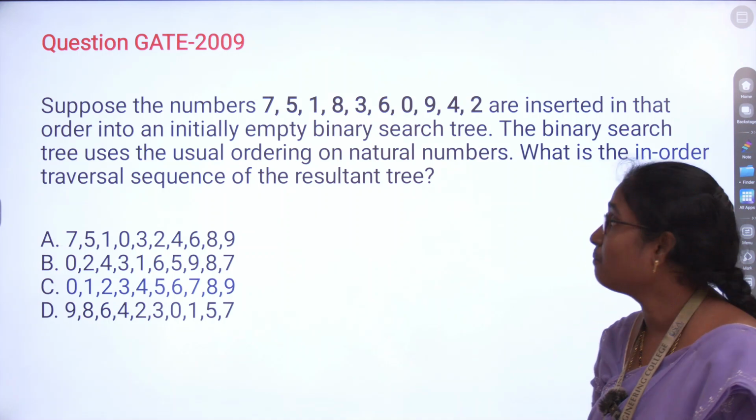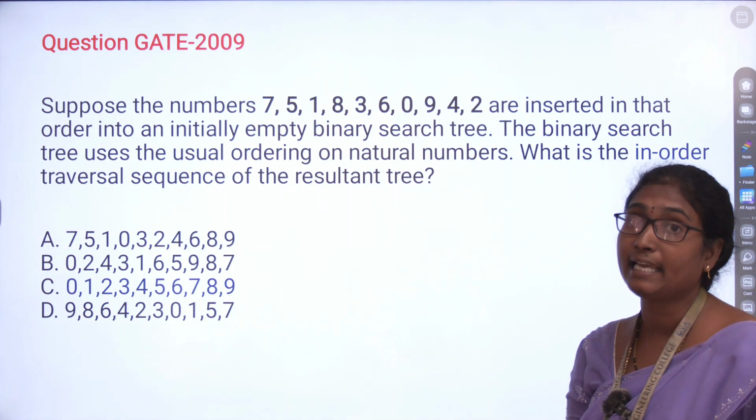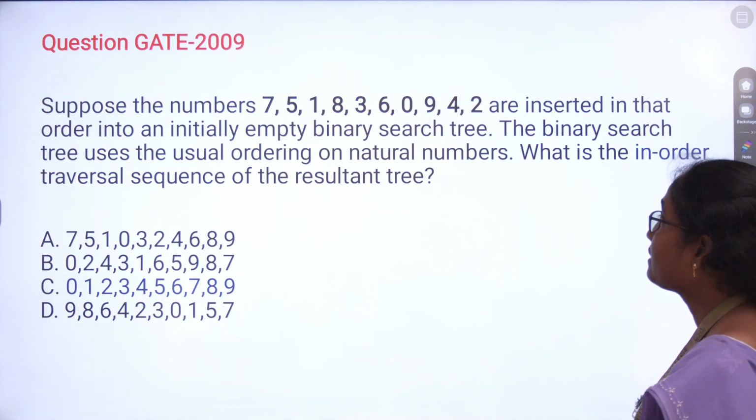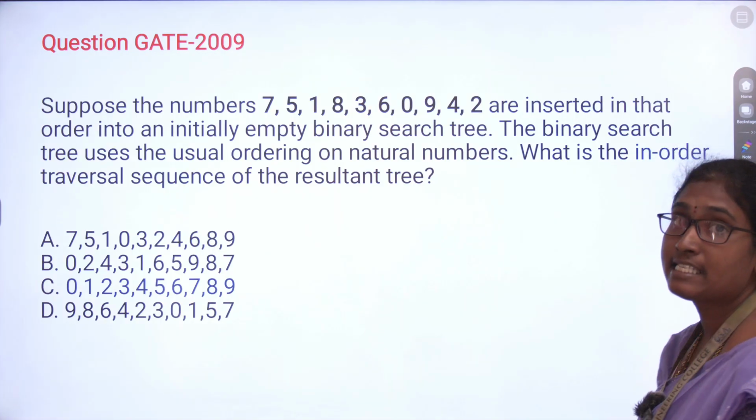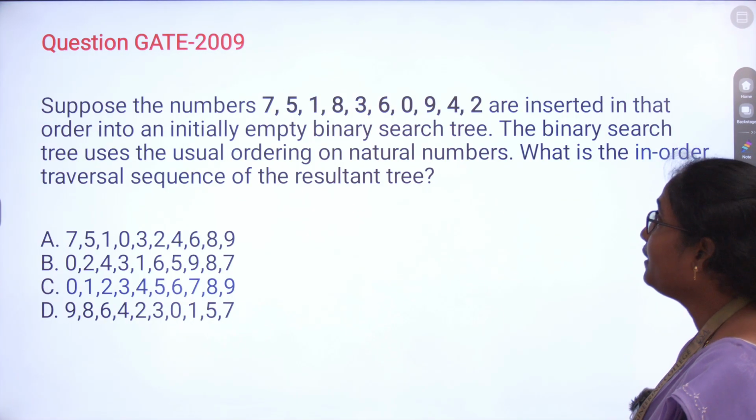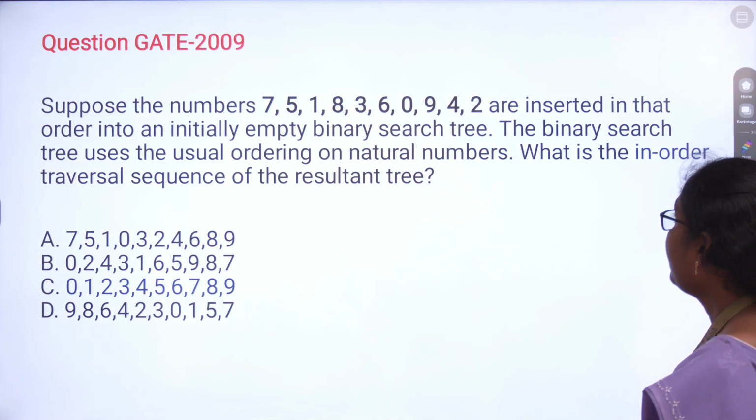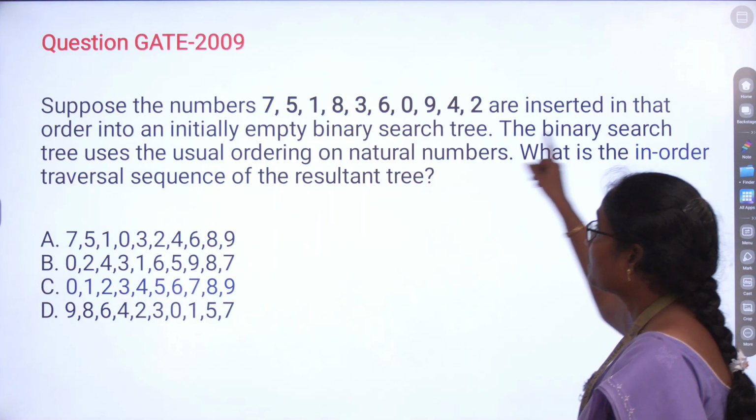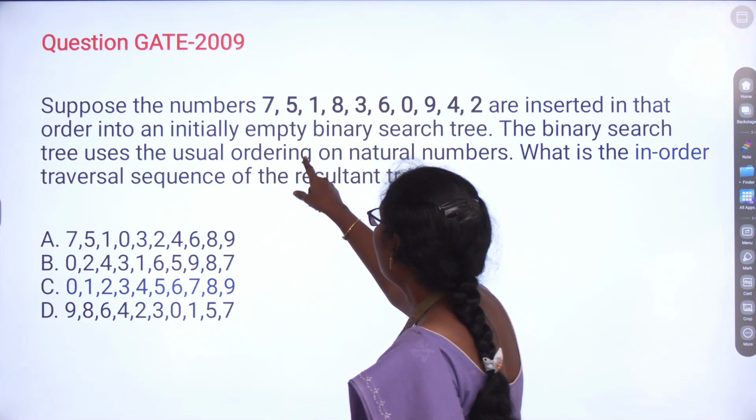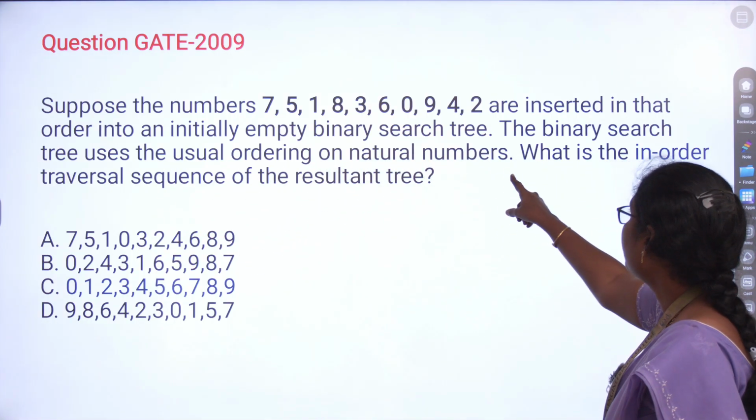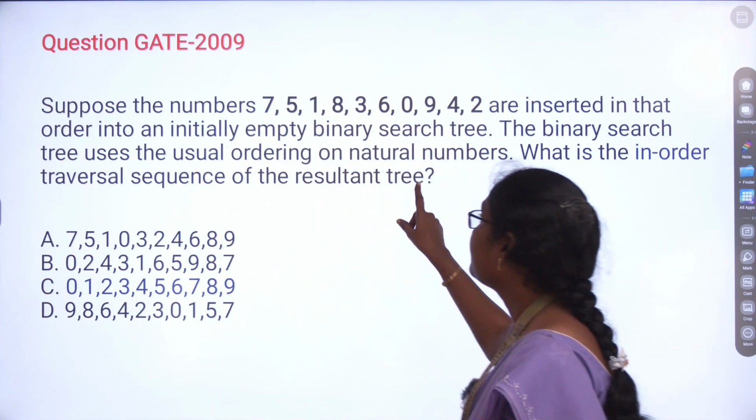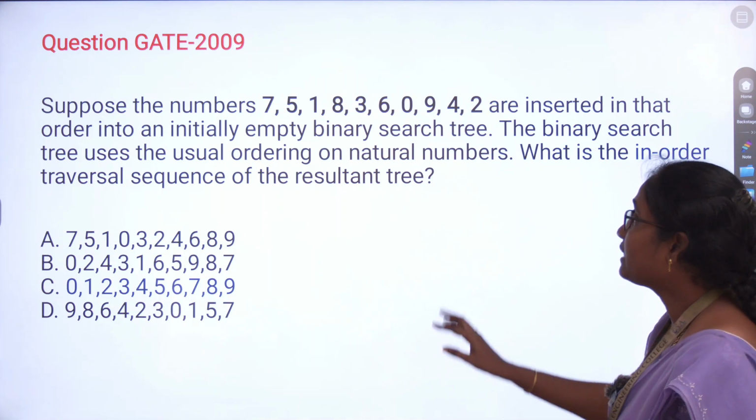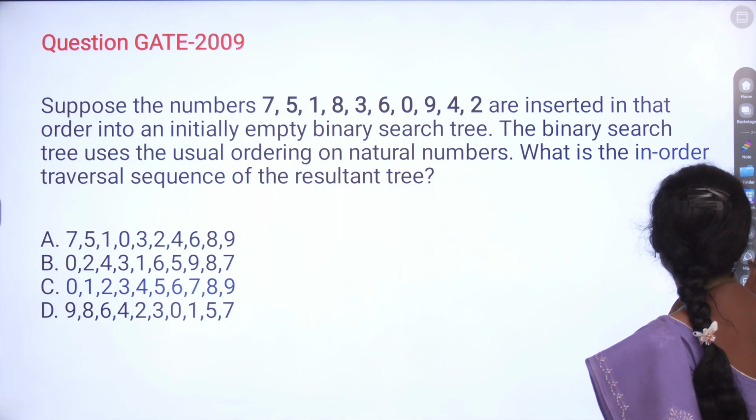So we will solve some problems that have been asked in GATE. Suppose the numbers 7, 5, 1, 8, 3, 6, 0, 9, 4, 2 are inserted in that order into an initially empty binary search tree. The binary search tree uses the usual ordering on the natural numbers. What is the in-order traversal sequence of the resultant tree? So first you need to construct the binary search tree.